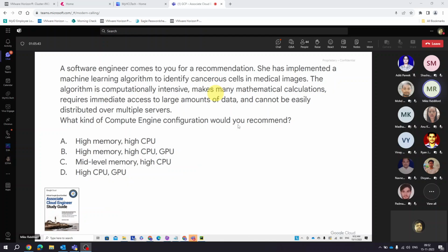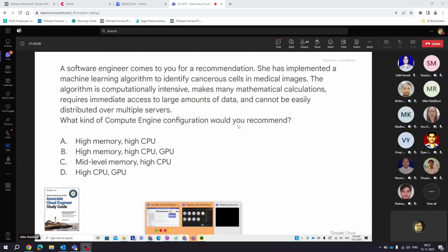The other thing is they are not saying to worry about cost. So cost is not a constraint here because it's not mentioned. So what will give us the optimal configuration for processing many mathematical computations and large amounts of data? Okay, I'll give you another 20 seconds.